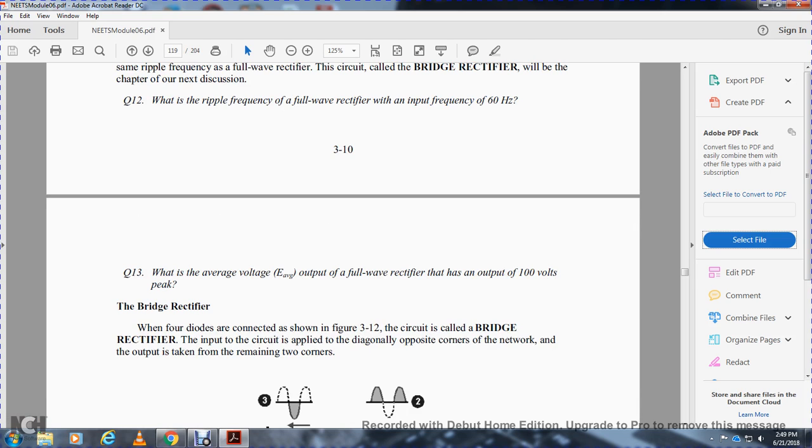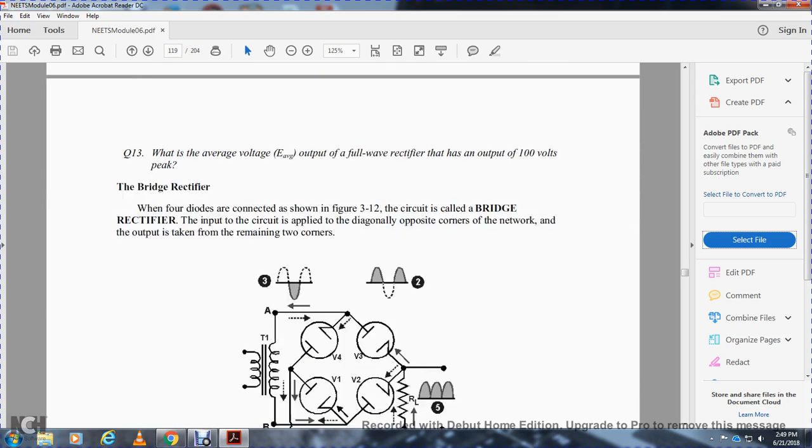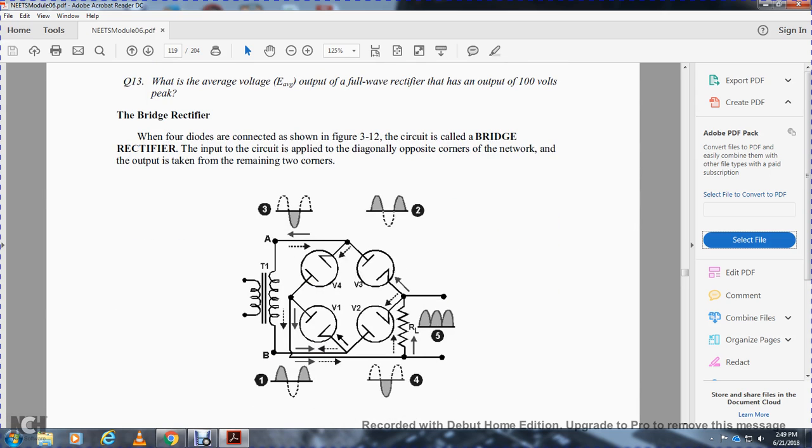The input of the circuit is applied to directly opposite corners of the network, and the output is taken from the remaining two corners. As you see, the transformer 1, and then you have diodes 1, 2, 3, 4 in series, almost like a winding, but in a four-way series with a resistor load.